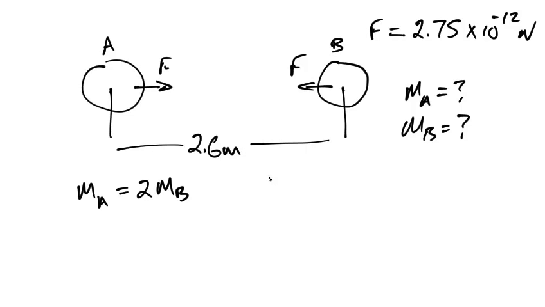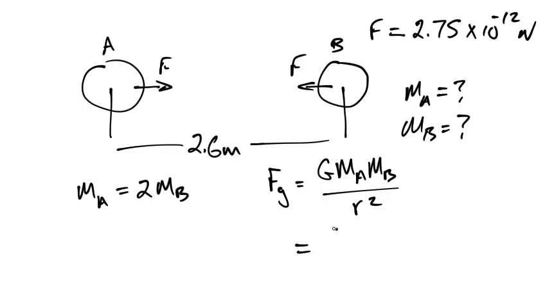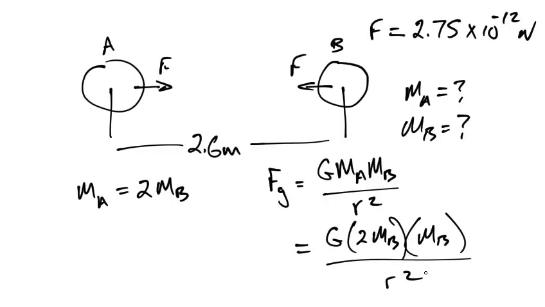So, let's go. Force of gravity is equal to G MA MB all over R squared. However, now we can replace MA with 2 MB and multiply that by MB and divide that by R squared. And we also know what the force of gravity is.